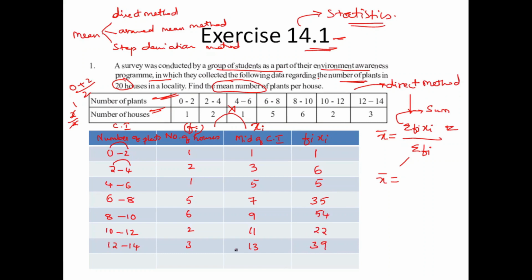Now we need to do all the summation. So I can write it here: sigma of f of i x i. You need to add up all these numbers. If you add this, you'll have 116. So this is your sigma of f of i x i, and I'm writing this 116. Now you need to add up sigma of f of i also. Let me write that this is your total.